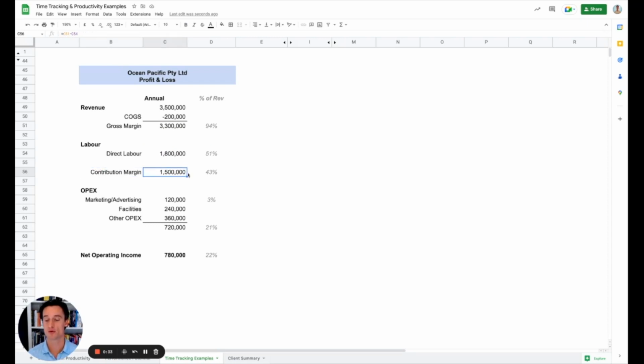They've got $1.5 million to cover the rest of their operating expenses, and then whatever's remaining is going to be their profit. You can see they spend a bit on marketing, facilities, and then all other OPEX, which gives them a net operating income of 780 grand, which is a net profit of 22%, which isn't a bad result. I'm going to give you one metric I think is really useful to help work out for your business how you're going against your peers and start to introduce the concept of metrics, but also benchmarking.